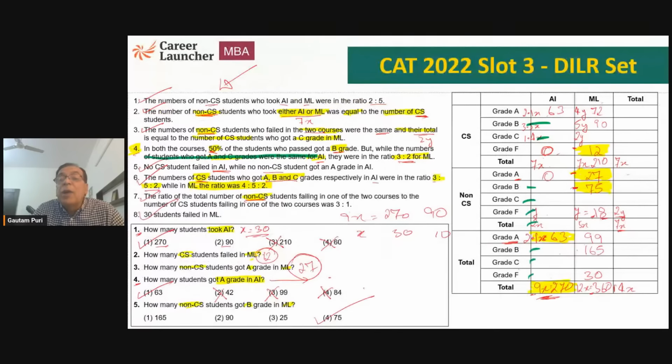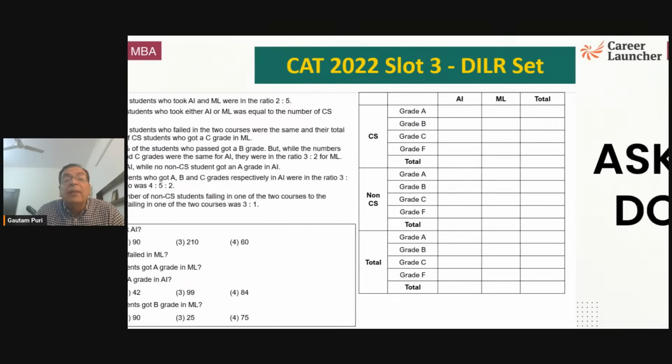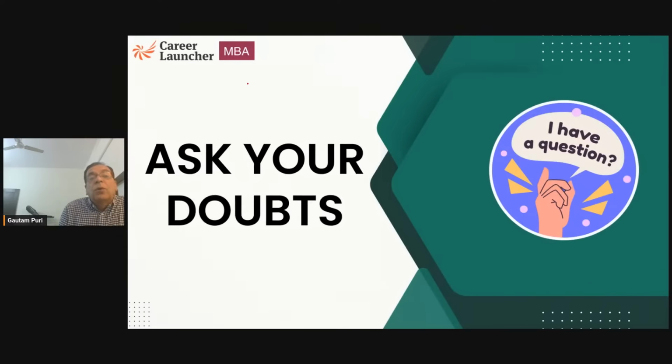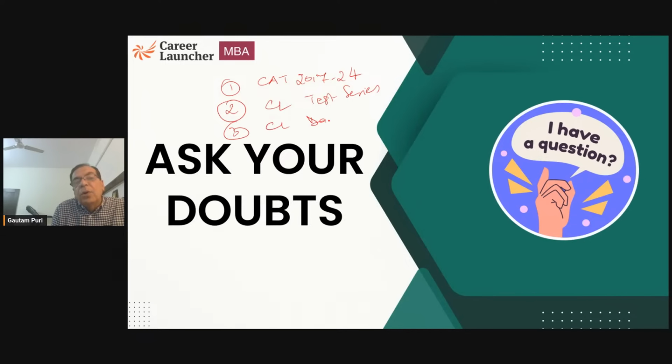The third source which you have is the Career Launcher daily dose. If you look at the daily dose, that's the third thing which is going to be useful for you. So 3 sources for you: CAT 2017 to 24 is the first source. Second, Career Launcher test series. And third, the Career Launcher daily dose. These are your 3 best sources from a CAT preparation perspective.